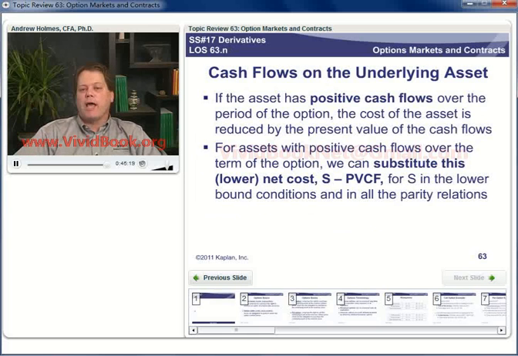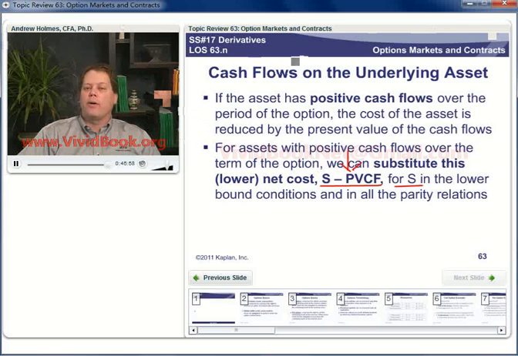Okay, finally here for the option stuff. What about if the underlying assets pay some sort of cash flow? Well, up till now, what we've really been working with, although we didn't state this explicitly, was an asset that doesn't have any underlying cash flows. So if the asset does have positive cash flows over the period of the option, the cost of the asset is reduced by the present value of the cash flows. So if we were going to do an option pricing model, instead of putting in the stock price S, we would plug in S minus the present value of the cash flows. I think this is actually best interpreted as an approximation, but nonetheless, that's the rule.